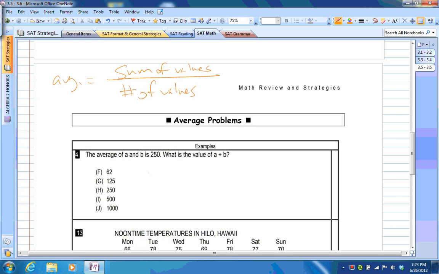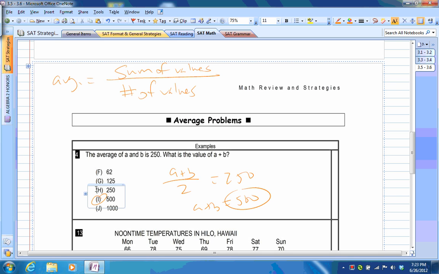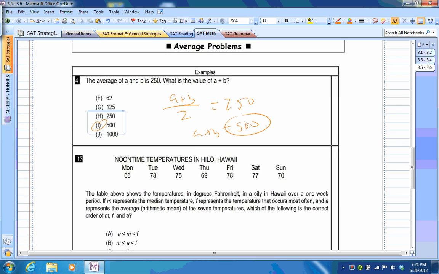So let's look at number 4. A plus B is 250. The average, so (A plus B) over 2 equals 250. So clearly A plus B has to be 500. That's easy. And I don't know why it says F, G, H, J, K. It should be A, B, C, D, E, but whatever.